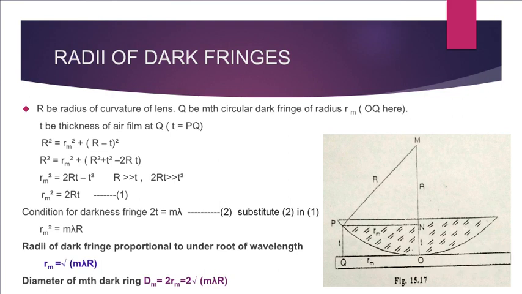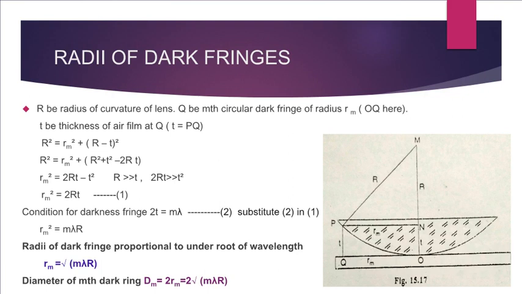The thickness of the air film t, and hence t square, is very much less than 2Rt, since we already mentioned that the radius of curvature is very large. So, ignoring the t square term, we get r m square equals 2Rt. We can write the radius of the mth dark fringe as r m equals square root of 2Rt. We can also write the radius in terms of the wavelength of light. Since Q is the mth dark fringe, we have the condition for dark fringe 2t equals m lambda. On substituting this in the expression for radius, we get square root of m lambda R.